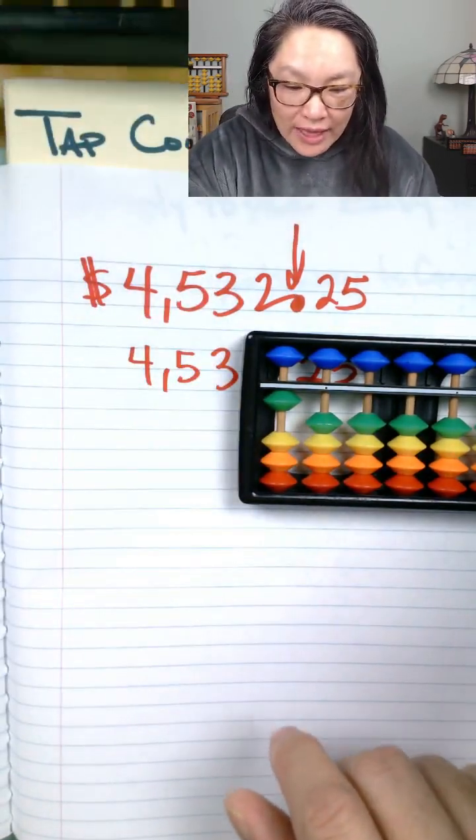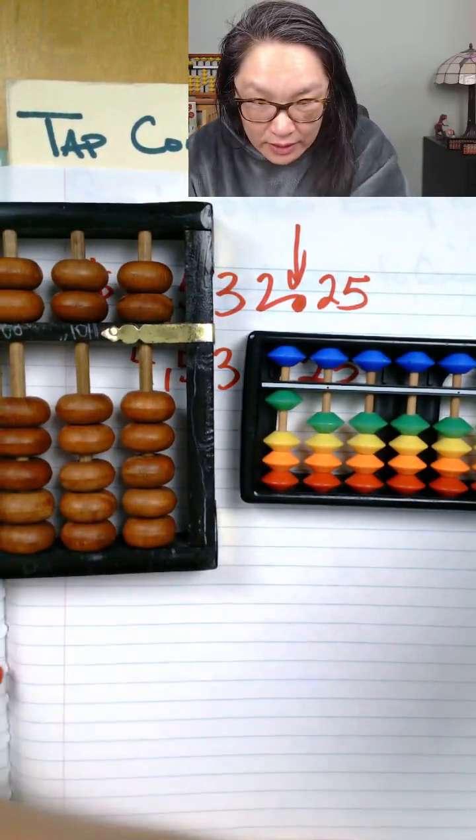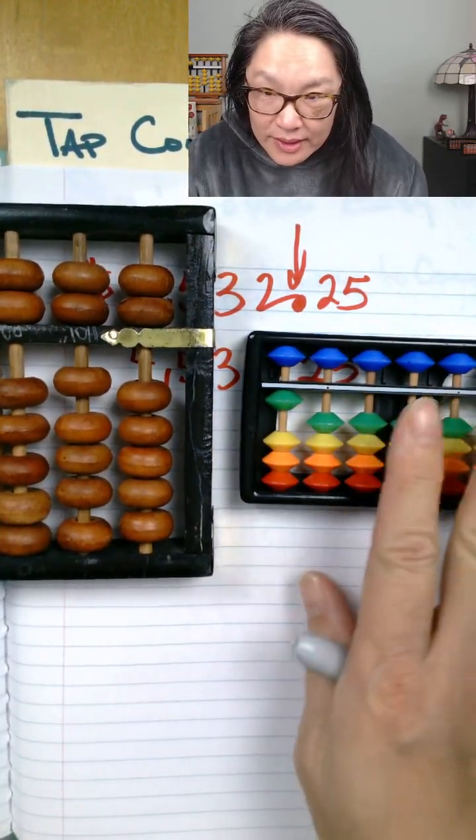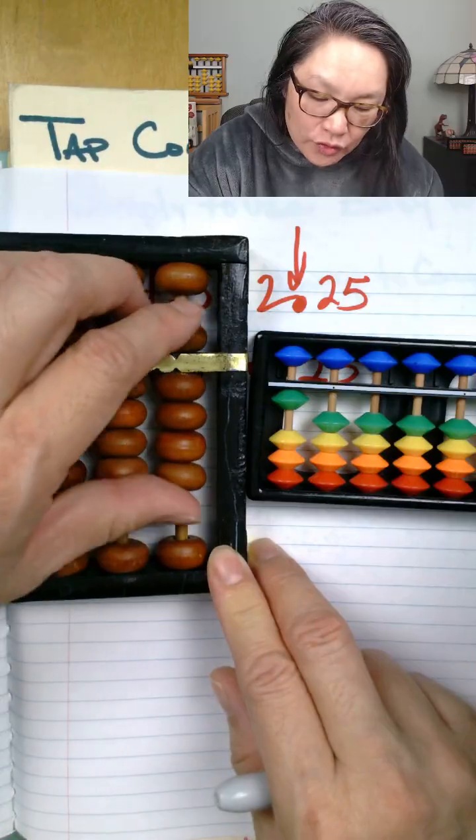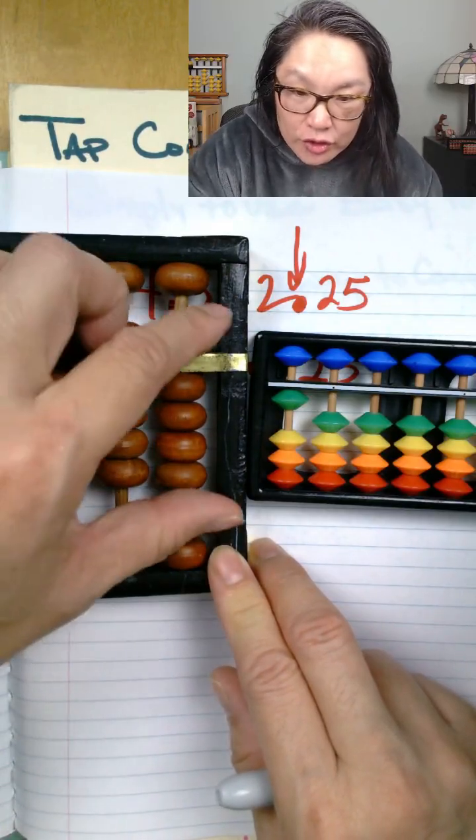Okay. So that's the difference between the Chinese abacus and the Japanese abacus. You could still do it if you had a Chinese abacus. If you want to do the Japanese way, you could just use the top.